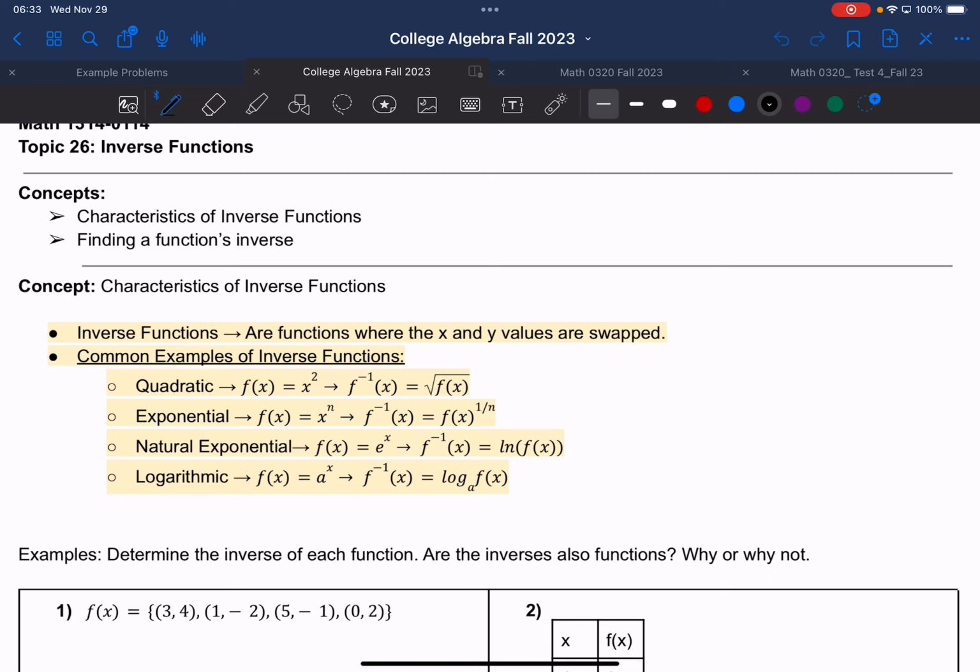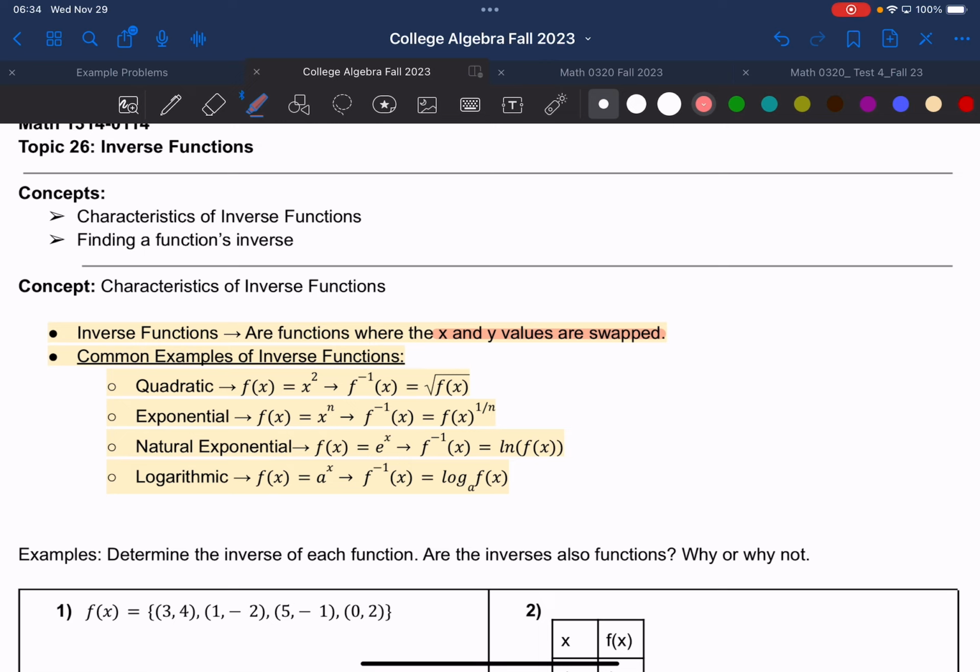So, for example, an inverse function is a function where the x and y values are swapped. That can be in many different formats. We could have a table of x and y values, and then we just swap those x and y values, and that would give us the inverse function.